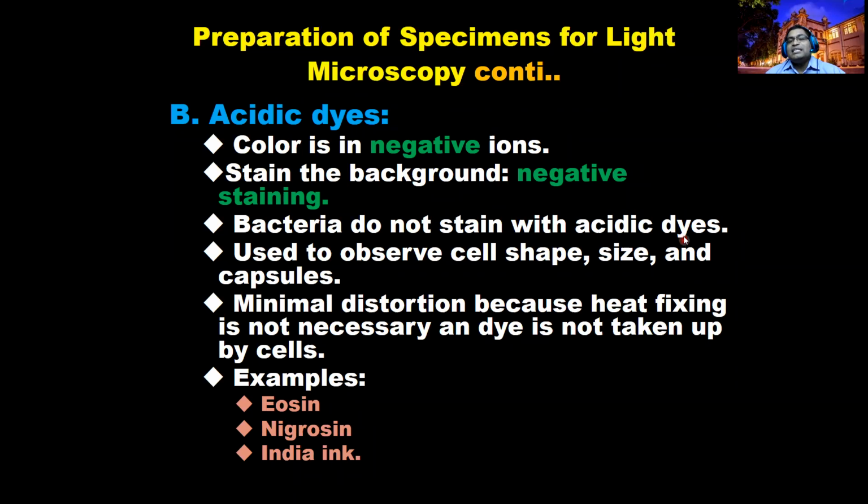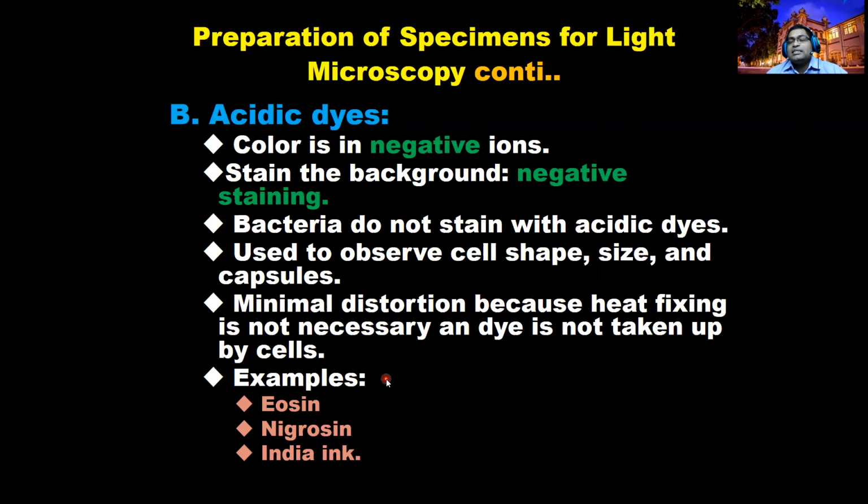Bacteria don't stain with acid dyes, which are used to observe cell shape, size, and capsules. So if you want to observe the size and shape of the microorganism, the capsule size and consistency, especially of bacteria, you can use acid dyes. These acid dyes are eosin, nigrosin, and India ink. These are the three dyes commonly used by scientists.